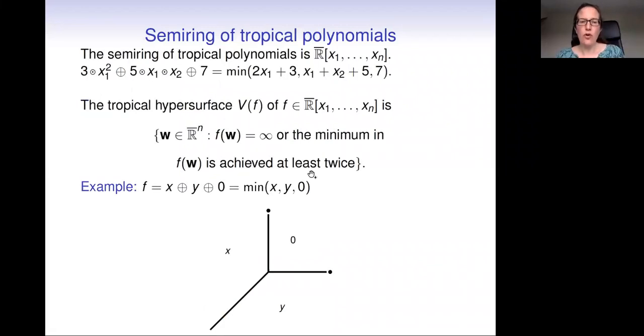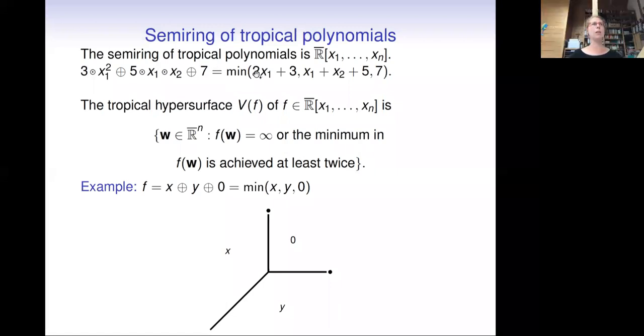What if we go to more variables? Then we might have polynomials like 3 times x1 squared plus 5 times x1 times x2 plus 7, where all my operations are tropical operations. So in usual arithmetic, this is the... Diane, there's another question in the chat, which I'm not sure I understood. Question from Felix, is it the derivative of x cubed? I didn't get what the derivative of x cubed is. Maybe Felix, you can tell us again.